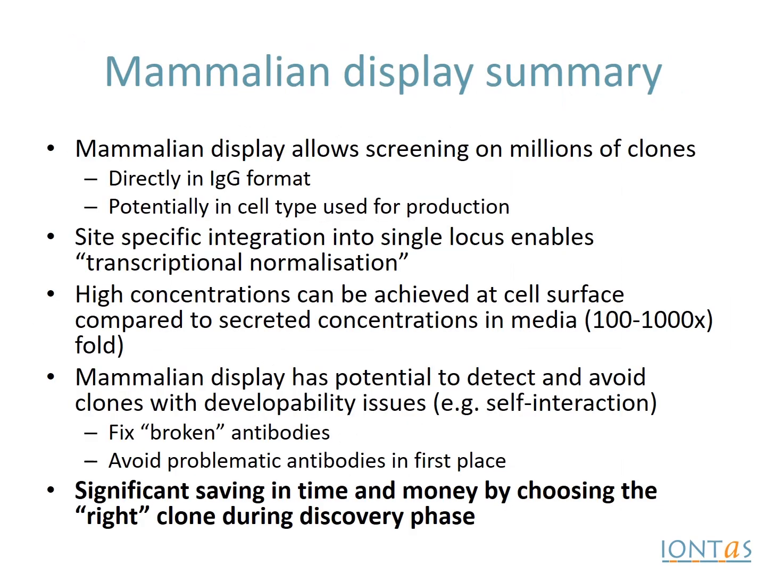So in summary, we believe mammalian display is a very powerful technique for screening millions of antibody clones for their binding properties, with the advantage of being able to work in an IgG format and also to work within the cell type that may eventually be used for production of the antibody. This deep screening that's enabled then allows us to potentially carry out affinity maturation much more efficiently, or simply to take outputs from other techniques such as phage display and screen them in depth.